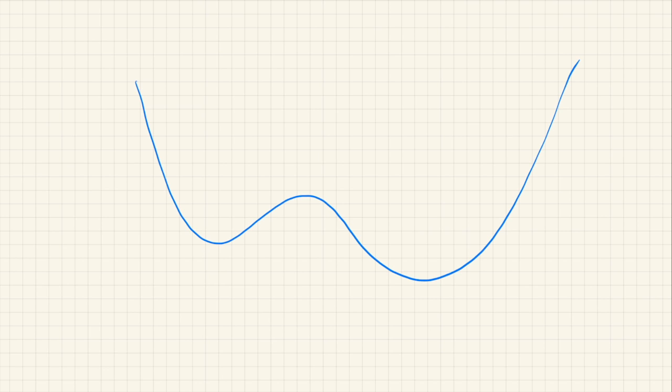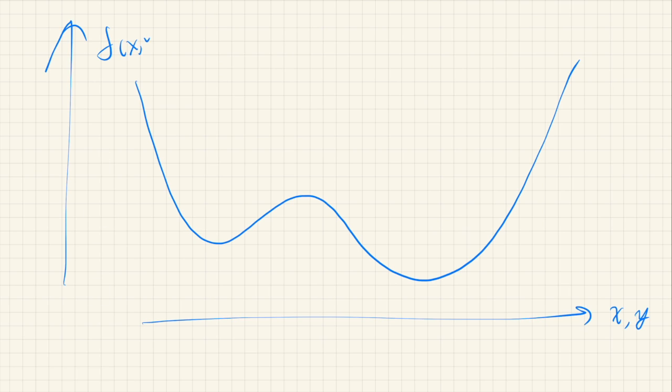Let's consider a simple function like this. The horizontal axis means independent variables like x and y, and the vertical axis indicates the value of the function. So this point is a local minimum. That means if we pick this point and look around its neighbor, then this point has the minimum value compared to other points in this neighbor.